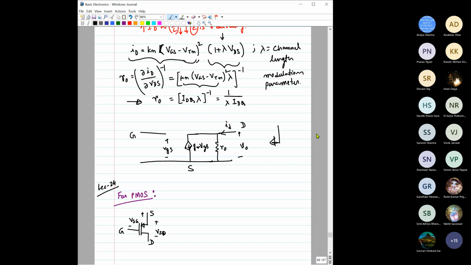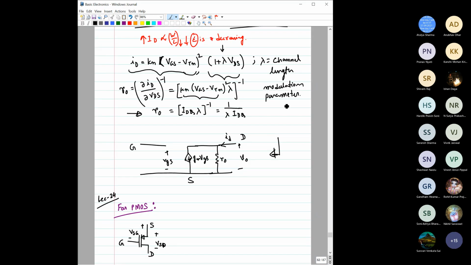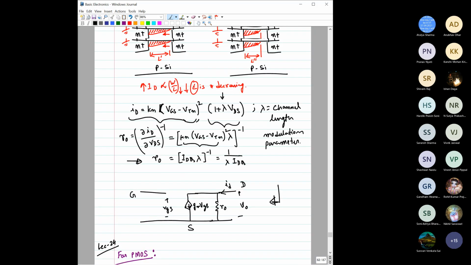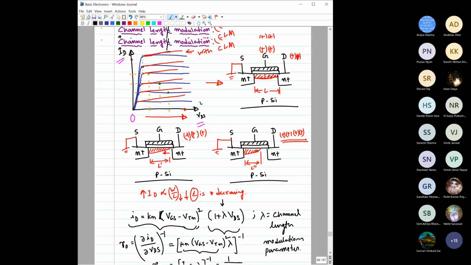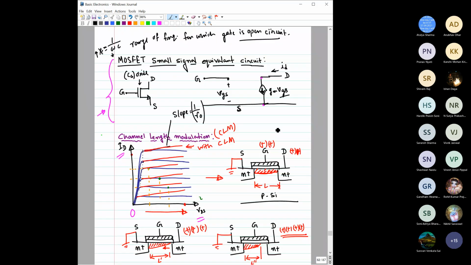In the last class, we were discussing the small signal equivalent circuit of this MOSFET. It is an N-channel MOSFET that we have seen, right? Sometimes we also write it as NMOS. And this is the symbol of that. We have seen from here that the small signal equivalent circuit would look something like this. This is the gate.